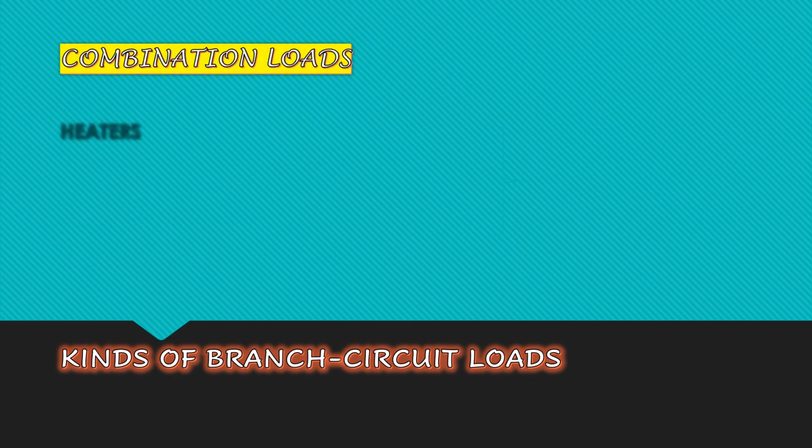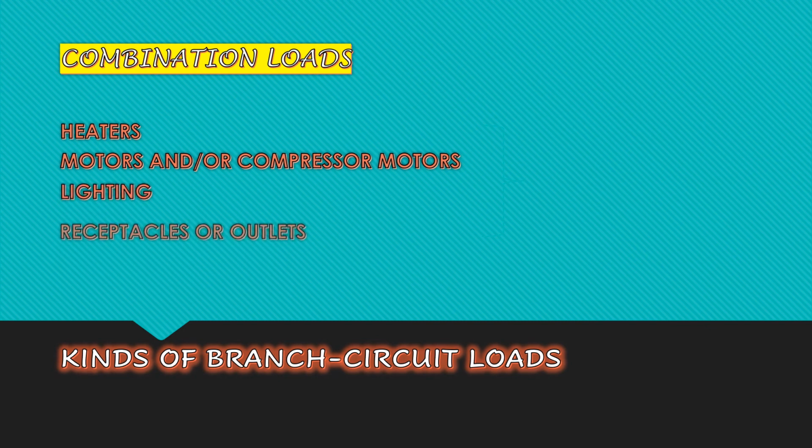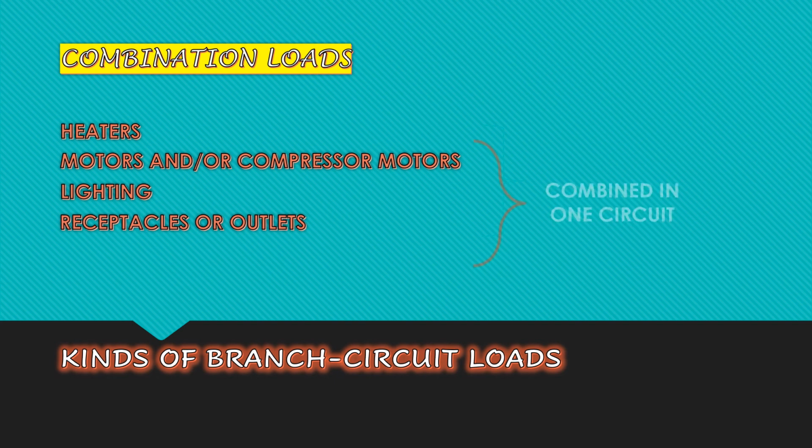And we have combination loads. As we go back, we have heaters, we have motors or compressor motors, like in the aircon equipment, lighting, or receptacle or outlets. All of these, if combined together in one circuit, this is called a combination branch circuit, and it is possible. So these kinds of branch circuit loads have a different way of calculation. So now, just for familiarization, I am discussing this so that we will know what these different loads are. Then later I will discuss how each of these types is calculated.